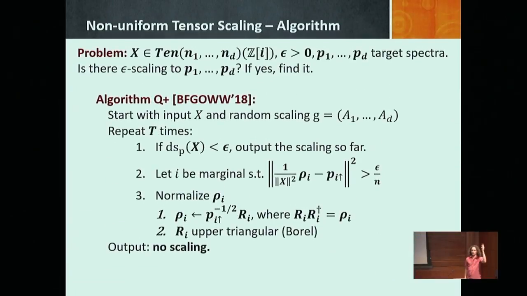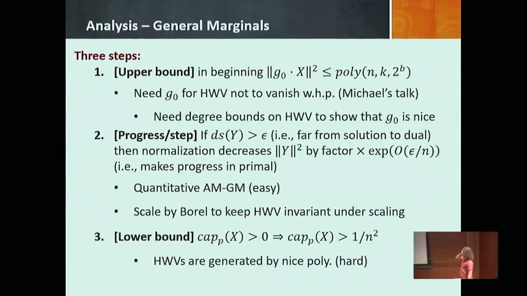Borel is upper triangular. Okay, so how do we do the analysis now? Remember, in all the other problems, the first step was super trivial. We just had the input, the norm of the input was upper bounded, and we were happy. Now, even the first step is not trivial.